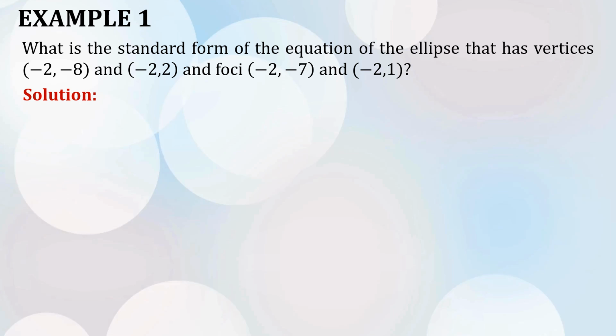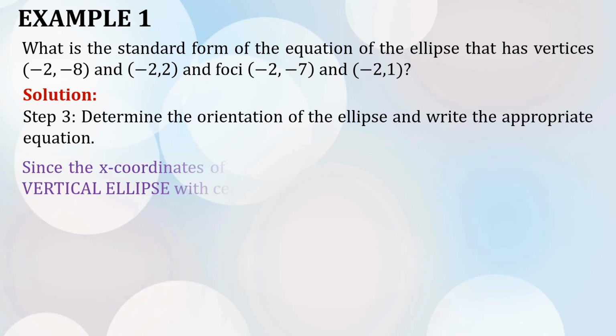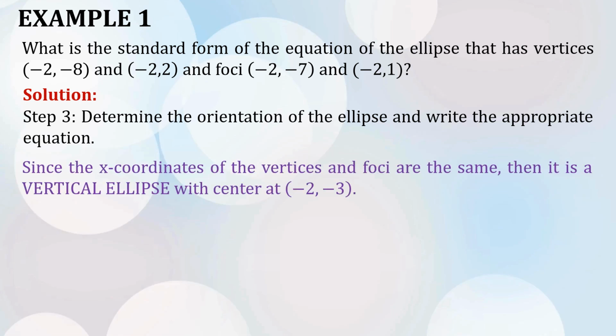The last step is to determine the orientation of the ellipse and to substitute the values of h, k, a, and b. Since the x-coordinates of our vertices and foci are the same, then it is a vertical ellipse with center at (-2, -3). We then use the equation (x - h)² over b² plus (y - k)² over a² equals 1.